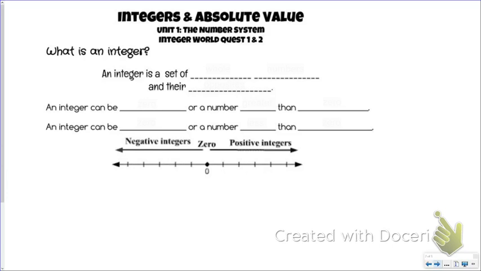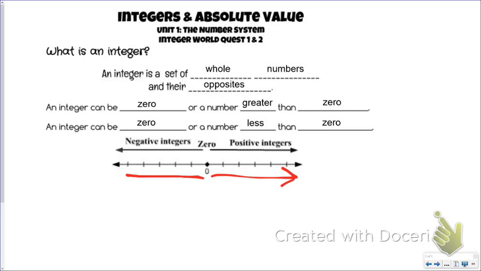What are integers? Integers, or an integer, is the set of whole numbers and their opposites. An integer can be 0 or a number greater than 0. It can also be 0 or a number less than 0. So integers are both the positives and the negatives and 0 on a number line.